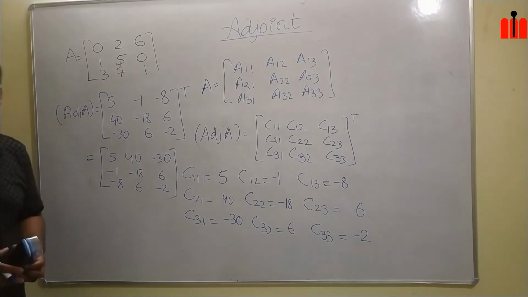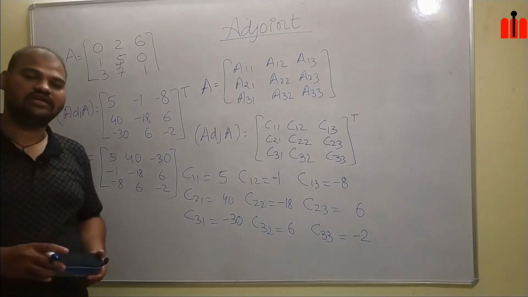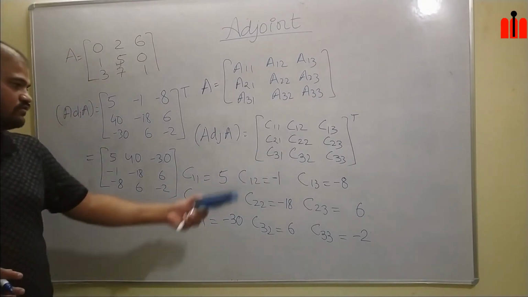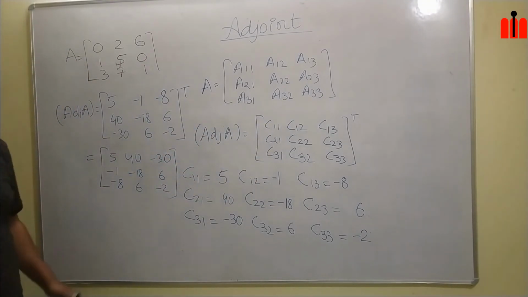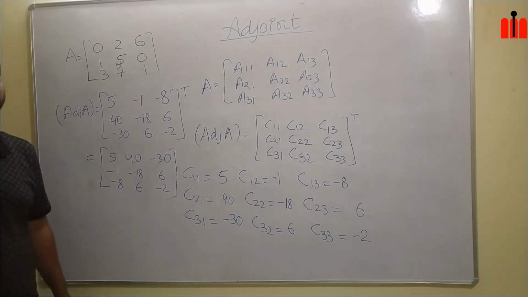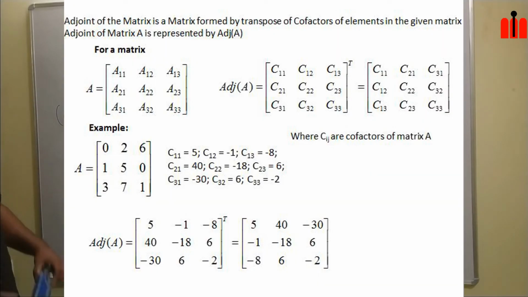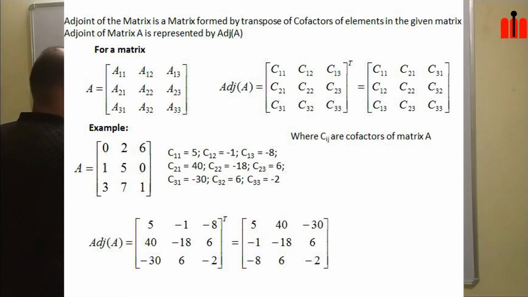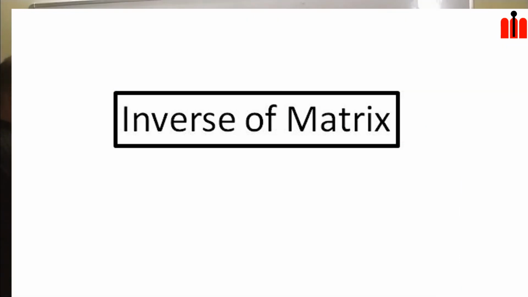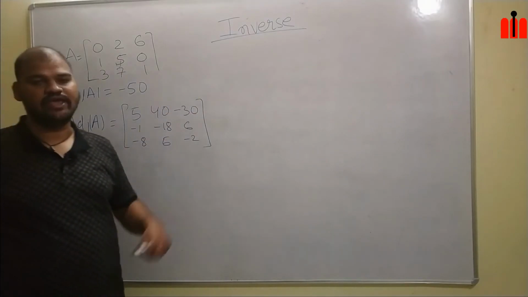So I conclude, for the adjoint, we need to first find the cofactors. Once we have found the cofactors, after that we need to do the transpose, and that matrix will be our adjoint matrix. Right? Now let's move on to the inverse. Let's discuss the inverse.